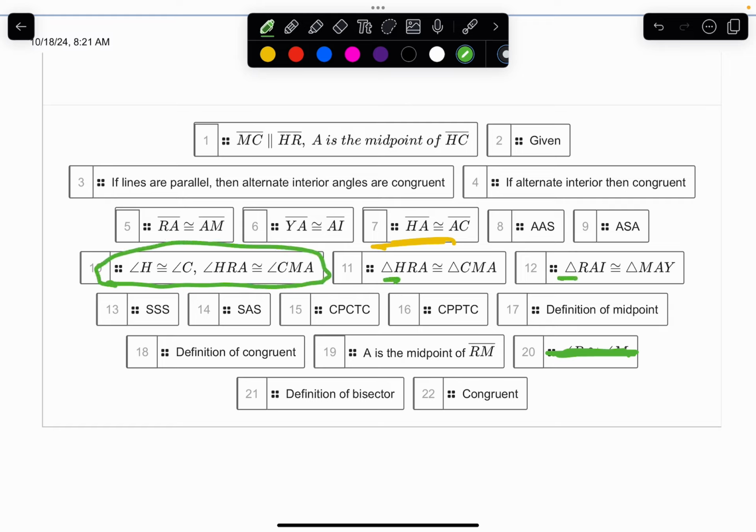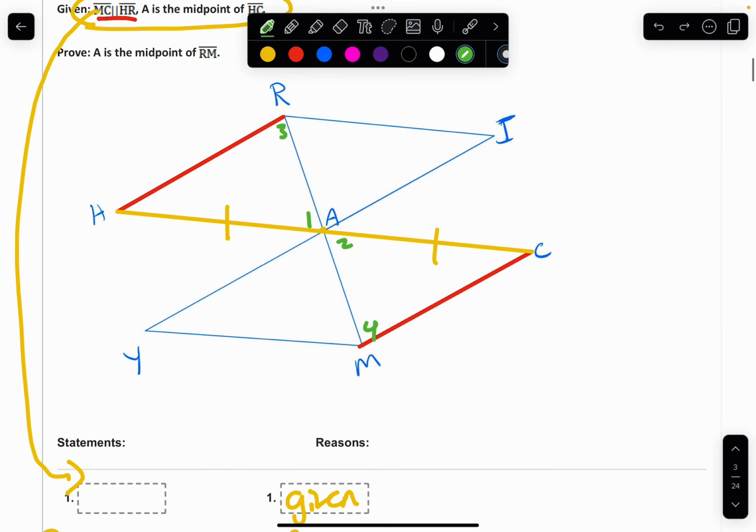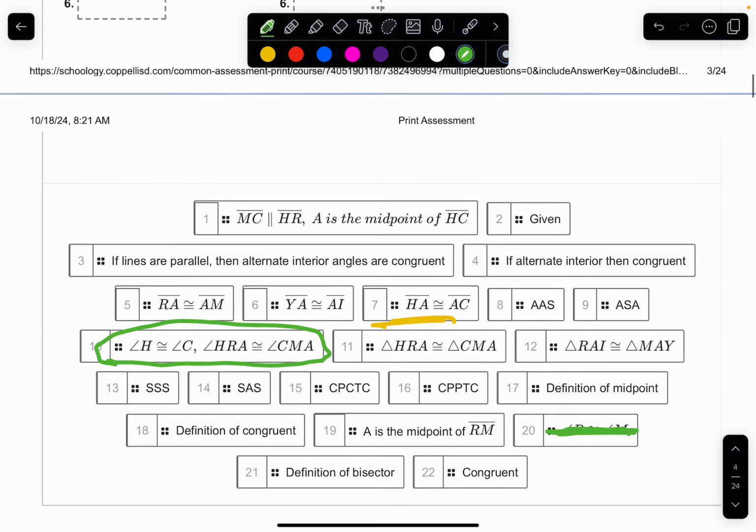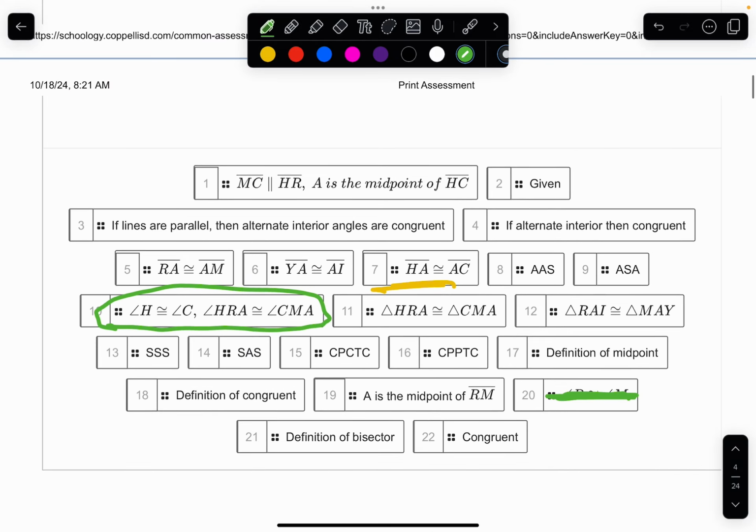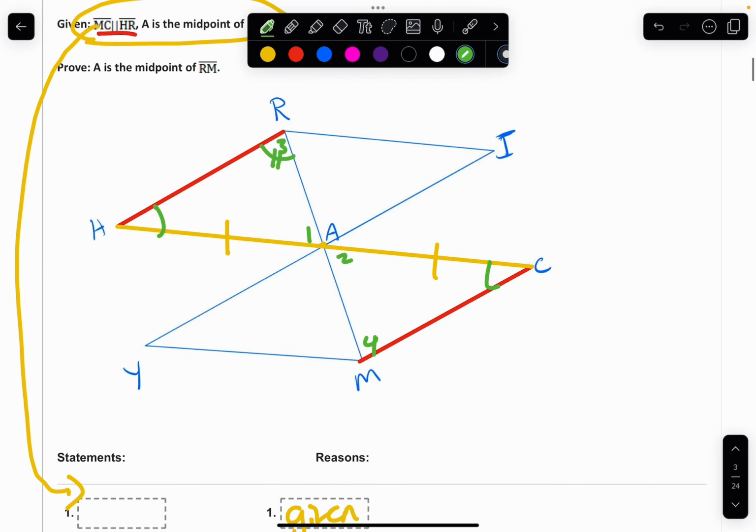These are triangles. Don't confuse that. So let's go see. Angle H and angle C. Would that be good? Yeah, this is angle H. This is angle C. That's a good one. And then what is the other one? HRA. Angle HRA. That's this one. And I'm hoping it goes with CMA. Yep, angle CMA, that's this one. So there we go. That's what we want.